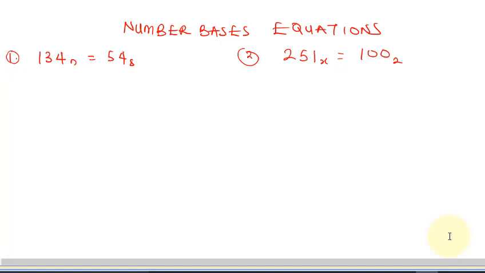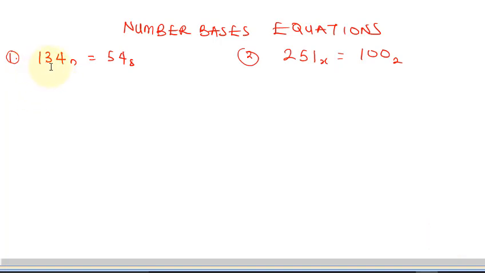If you are just joining us, check out the previous videos where we solved several number bases questions and examples. In this particular question, we are going to be solving equations that have to do with number bases.